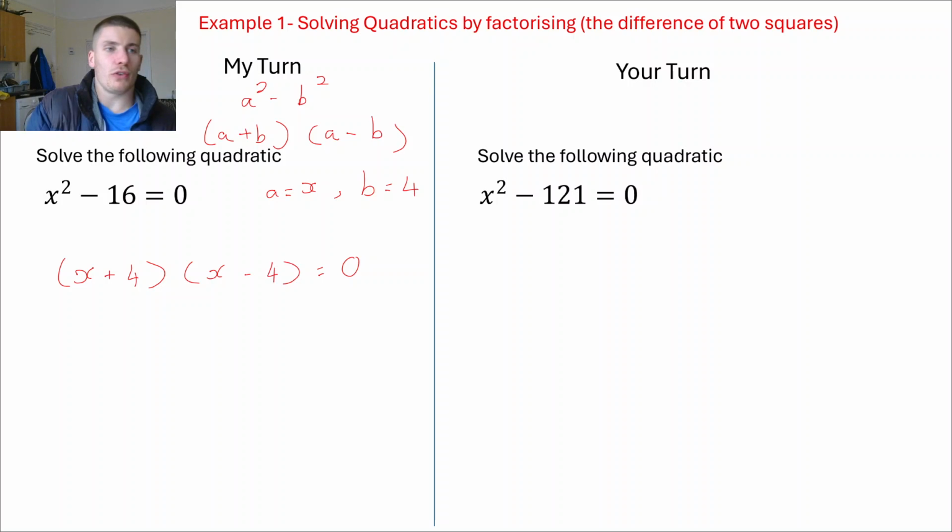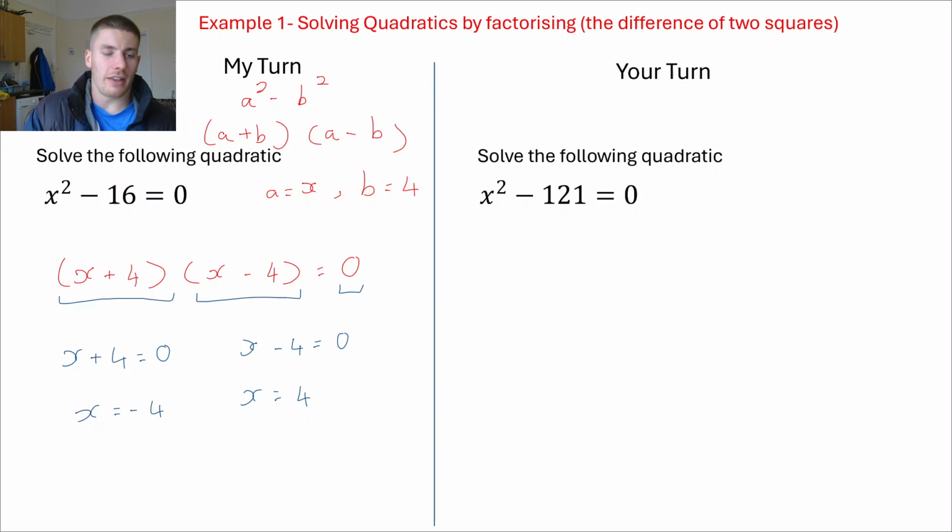And then from here, you've got these two parts that you can go and solve. So x plus 4, x minus 4 being equal to 0. The first one, x plus 4 being equal to 0, x is simply negative 4. And similarly, when you've got x take away 4 being equal to 0, add that 4 on, you get x being equal to 4. And these are my solutions, or my roots to my equation. So when you get a quadratic in a difference of two squares form, you're going to get the same answer, one positive, one negative. Okay, so you can now try the your turn.